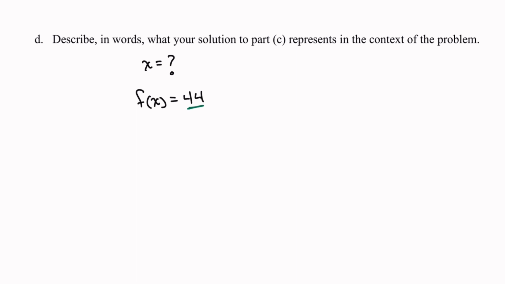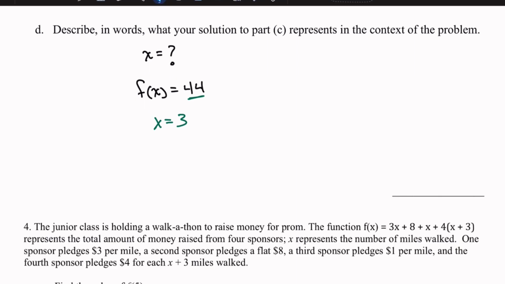Initially, we didn't know what x was. When we did the math, we found that x equals 3. And we'll just read it again. X represents the number of miles walked. For part C, you started with the amount of money you raised and had to figure out how many miles you walked. So let's go back to our original question. We could say that we walked 3 miles to raise $44.